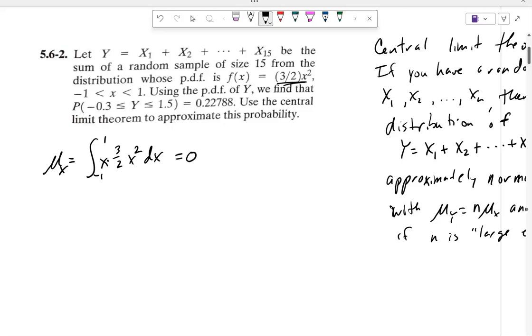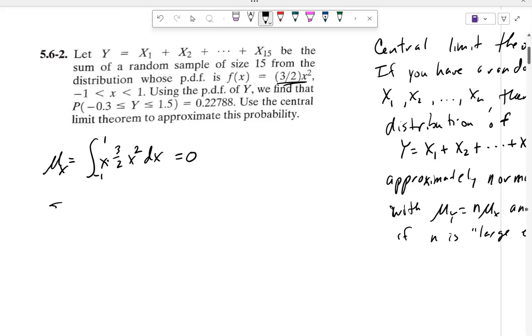How do I know it's 0? X squared is symmetric about the y-axis, right? So it's going to split the area right in half at 0. So the mean is going to be 0. From a calculus perspective, I'm now integrating an odd function over an interval symmetric about the x-axis. I get 0. Right? So in any case, you're going to get 0.